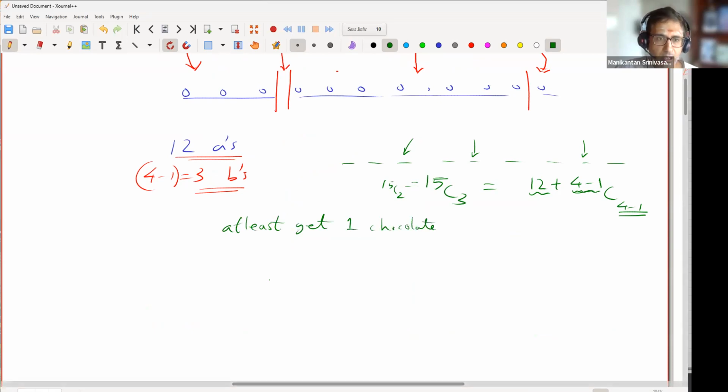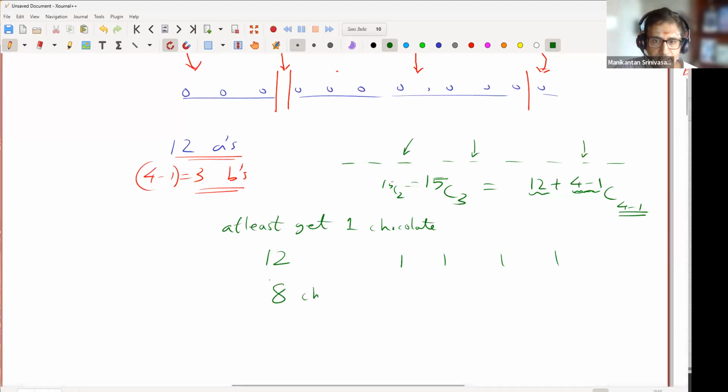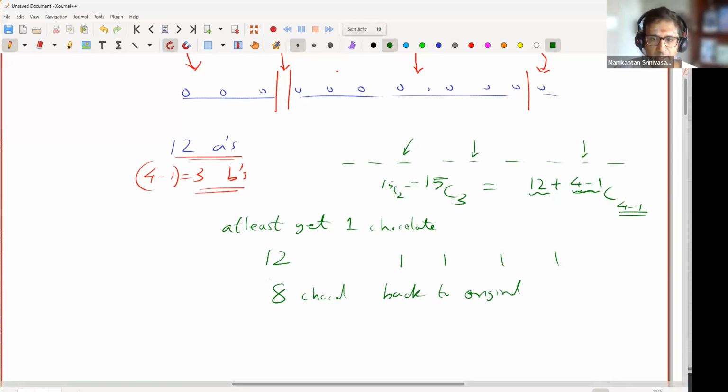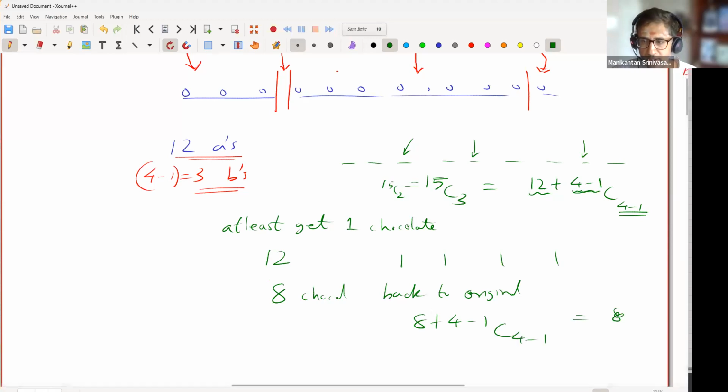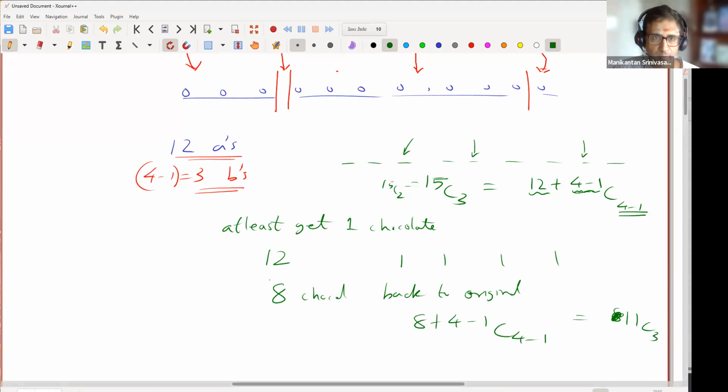Now, of course, if the question is each student must get at least 1 chocolate, you cannot let anyone go empty-handed, then we can reduce the problem. There are 12 chocolates. First, give all of them 1, 1, 1, 1, so at least they'll be satisfied. Now there are 8 chocolates, and we're back to the original question, where I can afford to give 0. Therefore, my answer would be 11 choose 3, since I've given all of them 1.